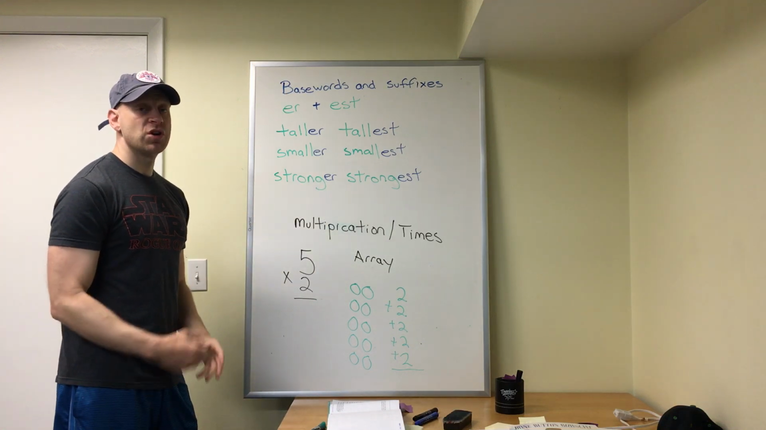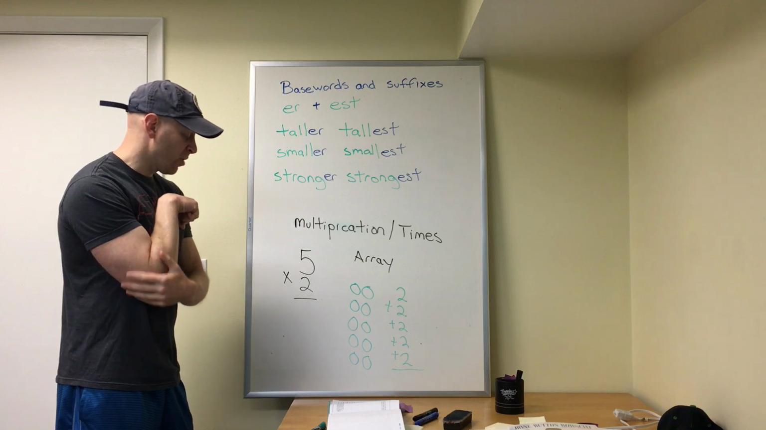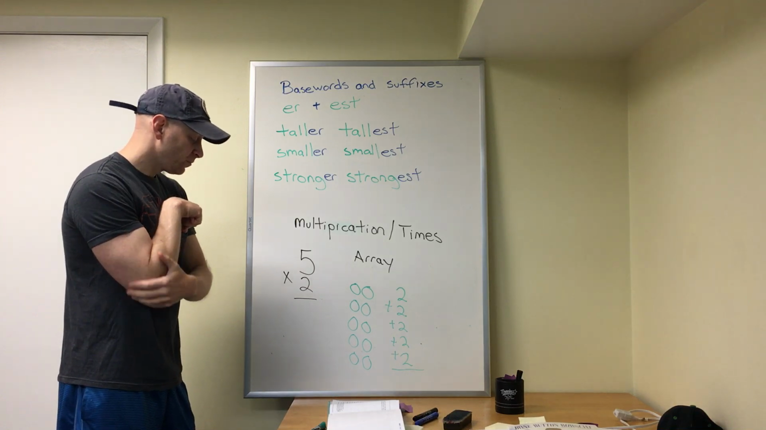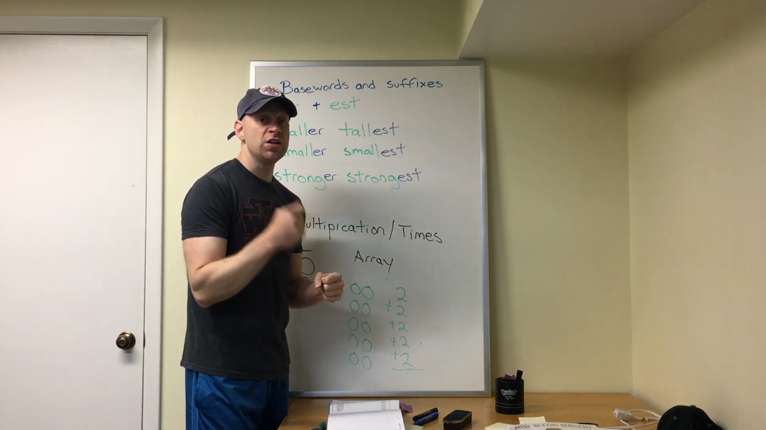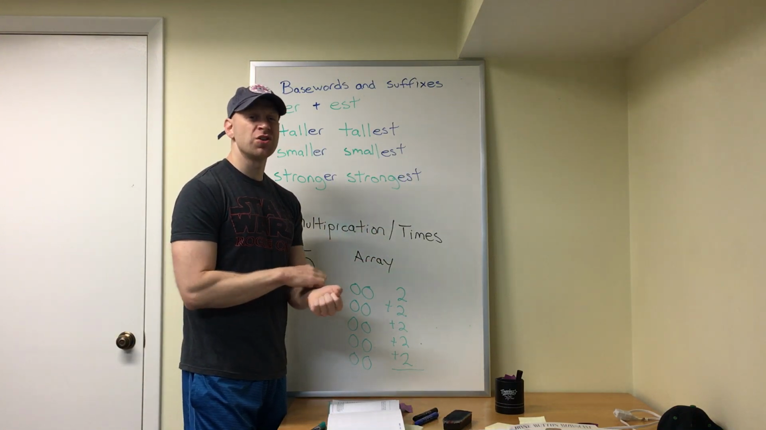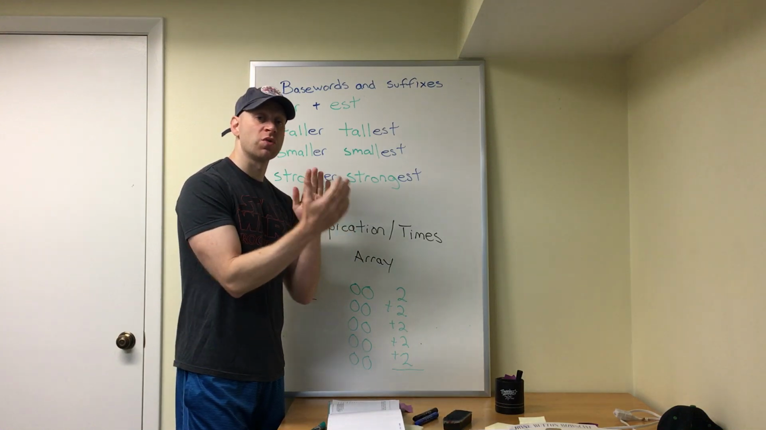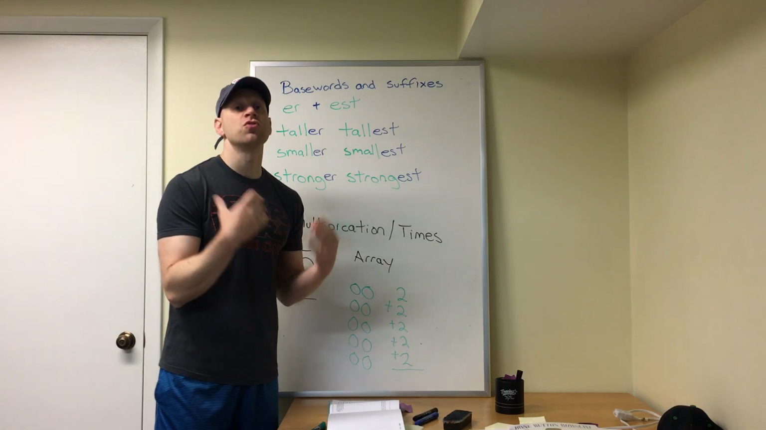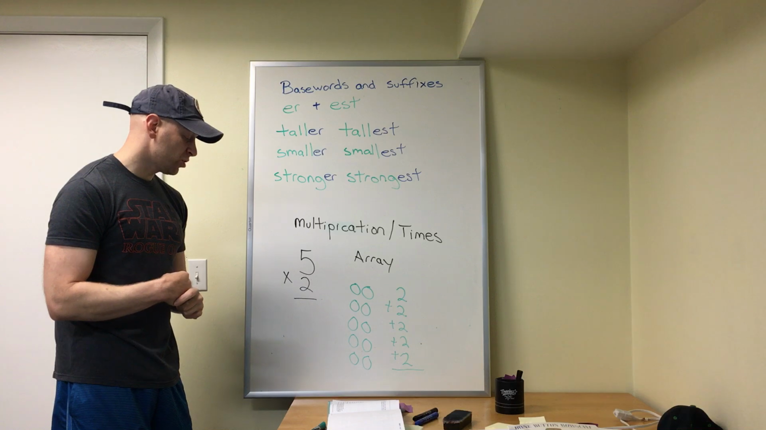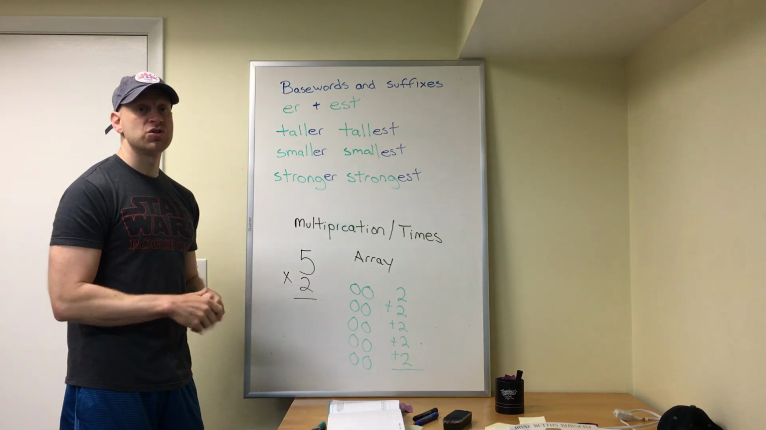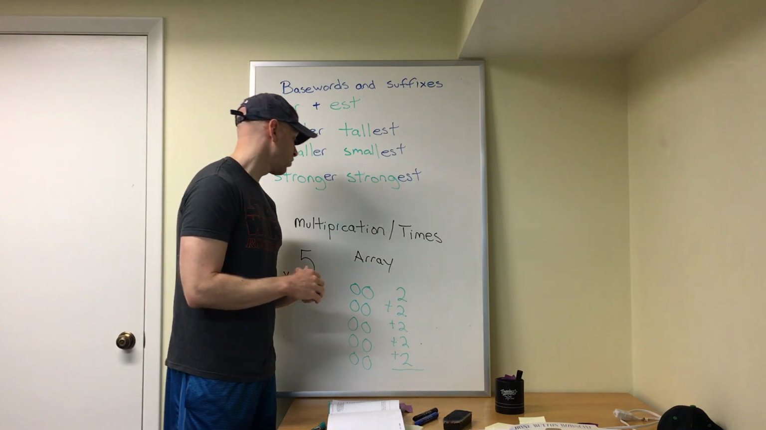There's actually different situations where you could use ER, where it's not comparing. Like if you're talking about the idea of sing, and you add ER, you make it a singer. You're not comparing two singers, you're just changing the word sing to singer, someone who does that action, a singer. But most of the time, ER is comparing two things or people. Okay?